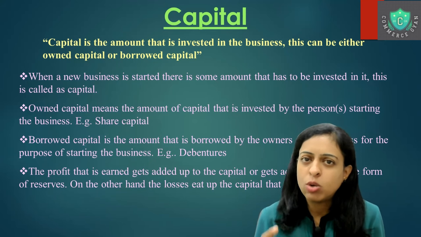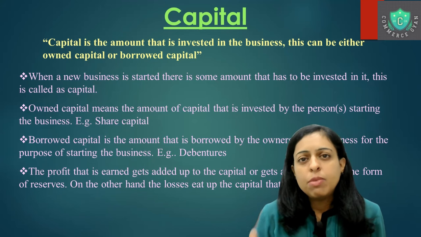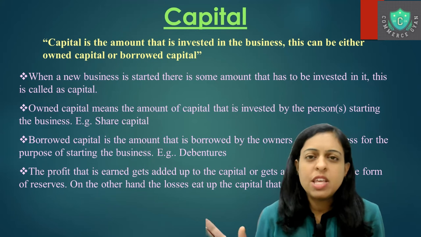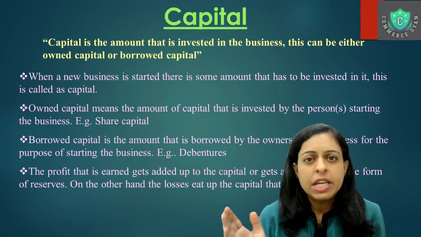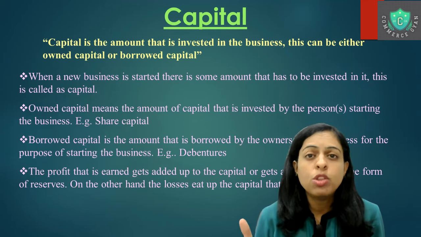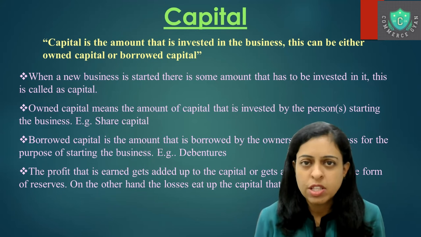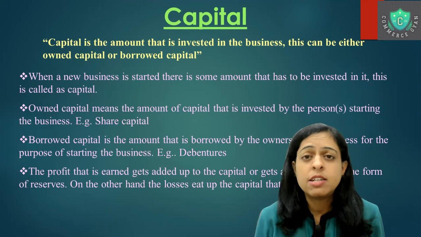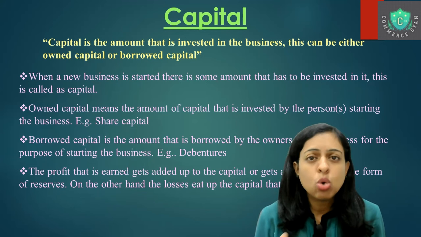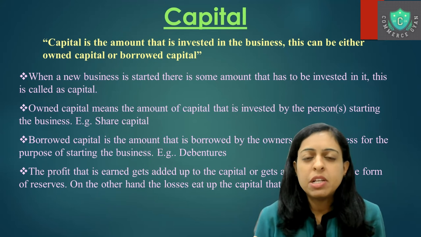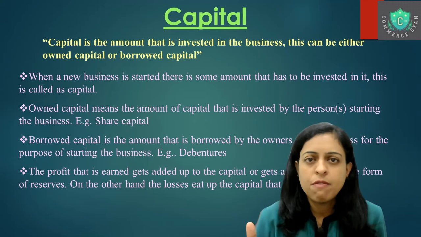Now remember one thing, when I use the word capital, without saying whether it's own or borrowed, it always means it is own funds, owner's funds. Capital becomes the owner's funds. Unless and until I say it is borrowed capital, don't assume anything else, right? So if I use the word capital, it will mean what? Owner's fund.